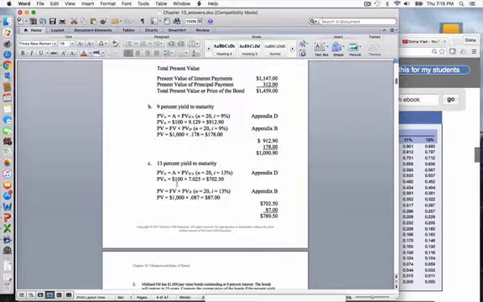Now for the last case, you see the price is below 1,000 because right now you have a higher discount rate, 13%, and it's above your coupon rate. So again, Appendix D, Appendix B, and the total. I'm going to give you more practice on these calculations on bond valuation, and then we are going to continue with more theory and applications.